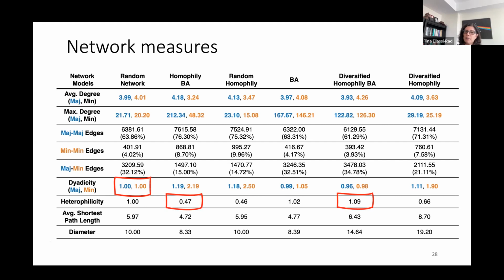In diversified homophily BA, we're forcing these intergroup connections, right? We're recommending these intergroup connections. And so because of that, we see that heterophilicity increases, and the diameter is also much larger in the diversified homophily BA because of the encouragement of diversification. And in diversified homophily, we also have longer diameters. Here, you just don't have hubs compared to the homophily BA.